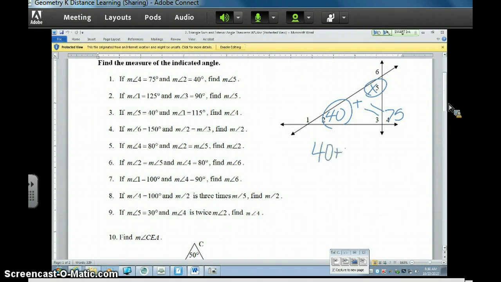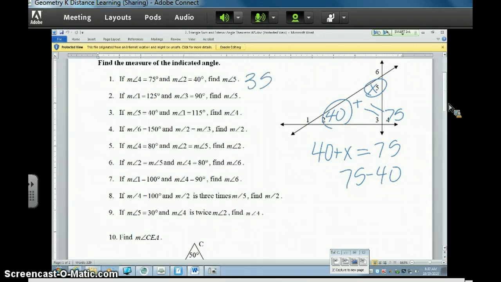40 plus x equals 75. So this is really just a problem of 75 minus 40. Okay, on that one? So our answer would be 35.